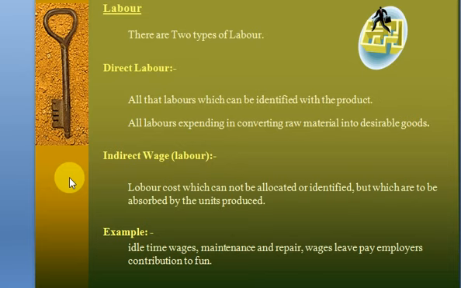Similarly, you get the services of the doctor, so the doctor is direct labor. You make a sketch with a civil engineer, so the civil engineer is a direct labor. So all the labor which can be identified with the products, they are directly involved in the production of the products, in the manufacturing process as well as by providing services.